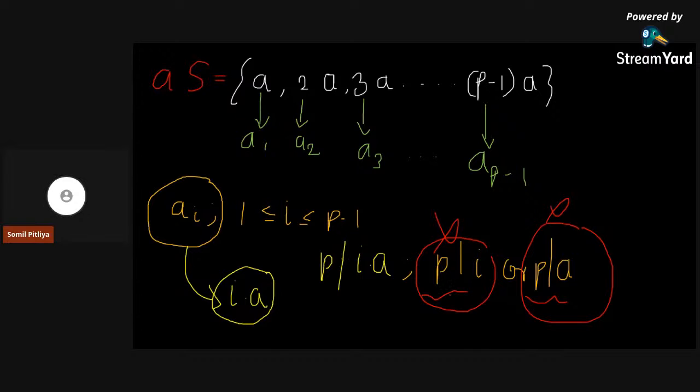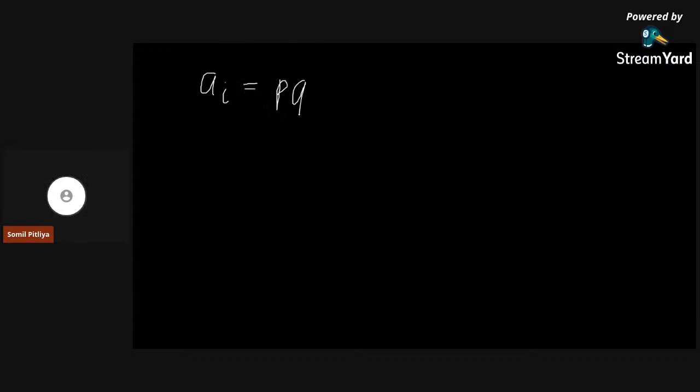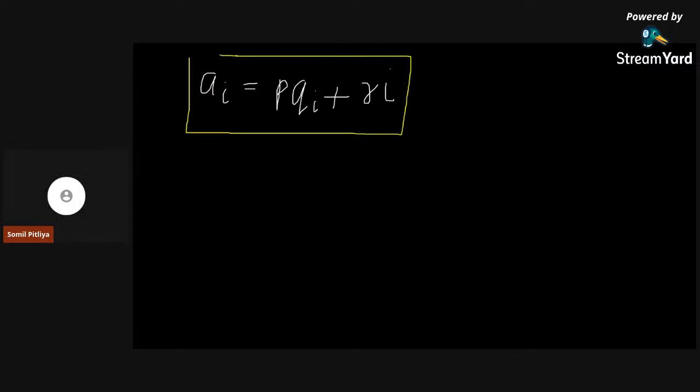This is a contradiction. So I can say that none of these numbers, none of the AI, are divisible by P. So I can say that A, 2A, 3A till (P minus 1) into A, all these numbers will give some remainders when divided by P. So can I assume that my AI will be P times Qi plus some remainder Ri? The quotient will be the same because all these numbers are less than P. So AI can I assume as P Qi plus Ri.